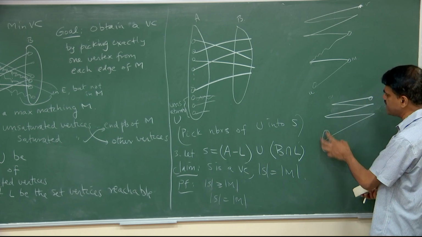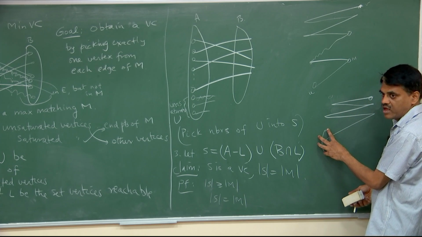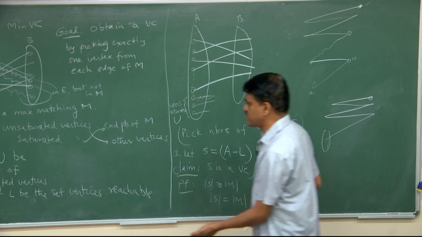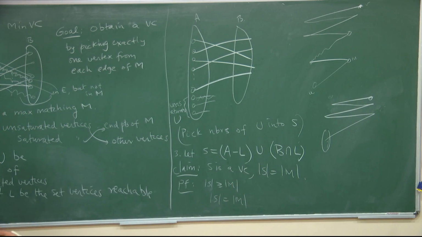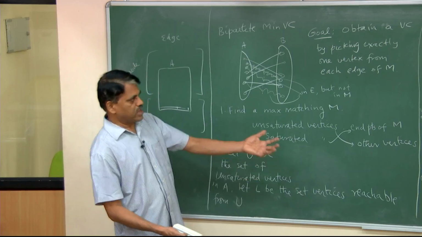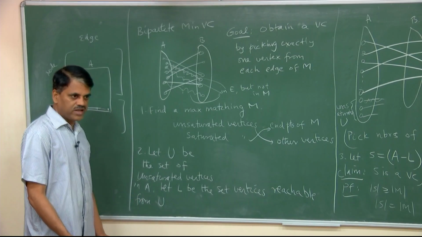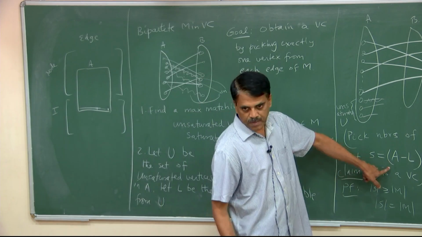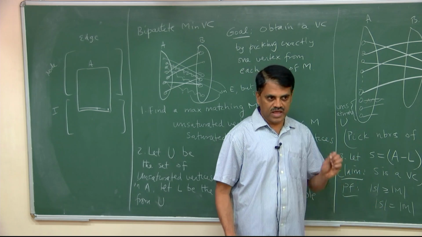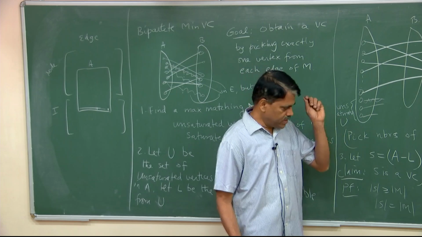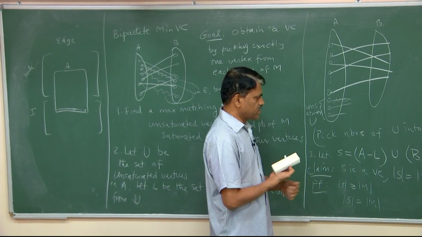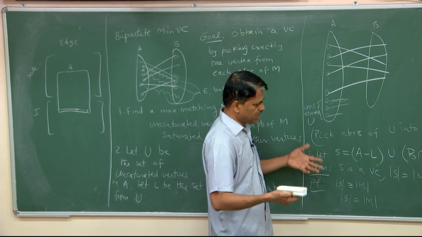So in particular, any unsaturated vertex of A is in L, trivially by definition. L is a set of vertices reachable from unsaturated vertices. So if you have an unsaturated vertex here, it is trivially in L. If it's in A, and if it's in L, then I will not pick it. So S is equal to M, because it never contains two vertices from a matching edge. It contains exactly one vertex from a matching edge. It doesn't contain any other extra vertex.